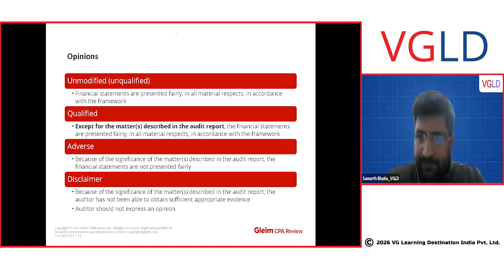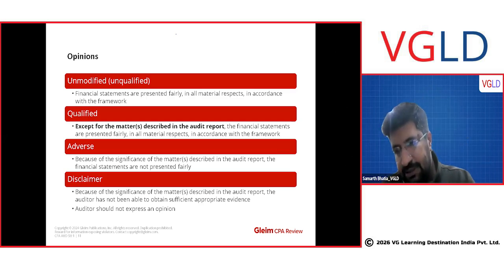So first I'm saying unmodified opinion. Unmodified means I'm saying financial statements are presented fairly. It's absolutely fair. There should be no errors. There is no error, no fraud. Nothing is there. All the things are appropriate. So financial statements are presented fairly in all the material respects in accordance with the US GAAP.